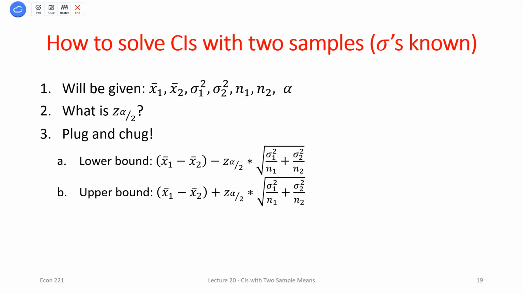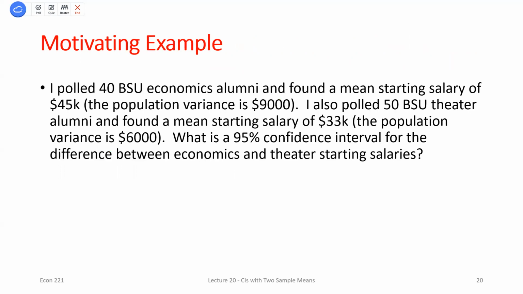So if I think about my motivating example, let's say I took this sample from econ majors and theater majors. I know the population variances, and I want to build a 95% confidence interval for what that true difference in salaries will be. So I'm going to get rid of this since we're not doing this. I'll leave the confidence interval equation up there so we can follow along.